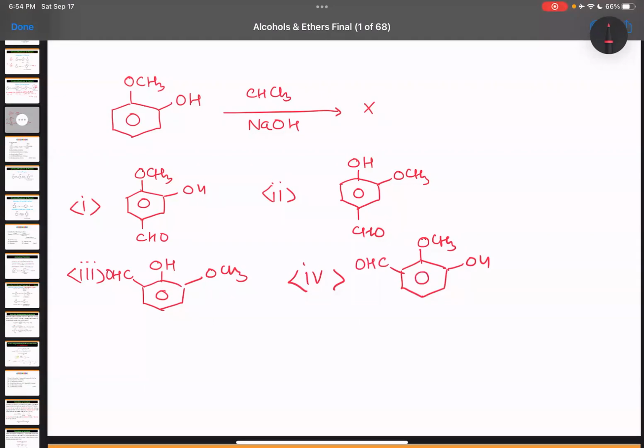So actually, Reimer-Tiemann is formylation of benzene. It attaches a CHO group to the benzene. So what is going to be the answer to this one? Third option. Third option.